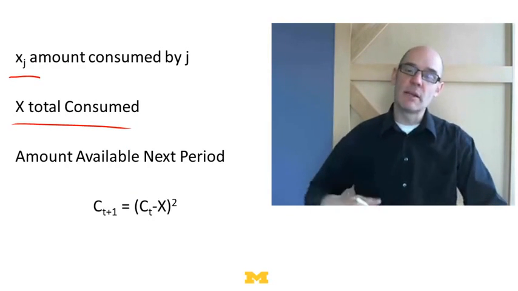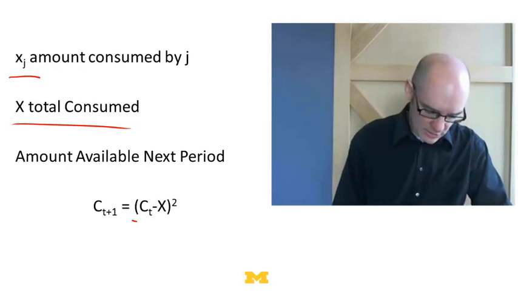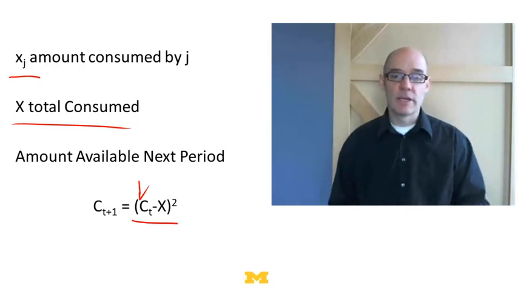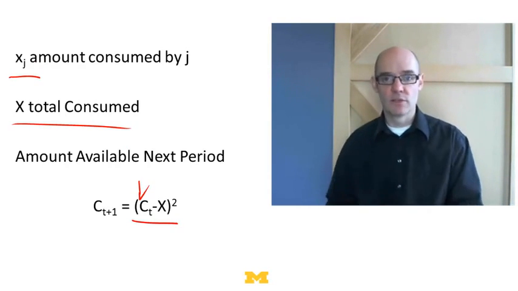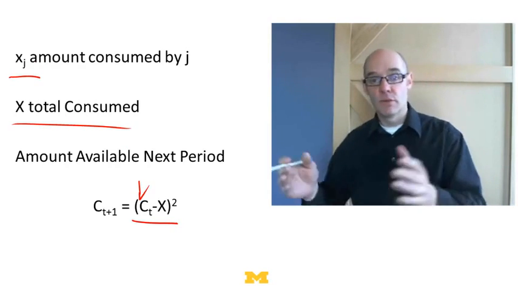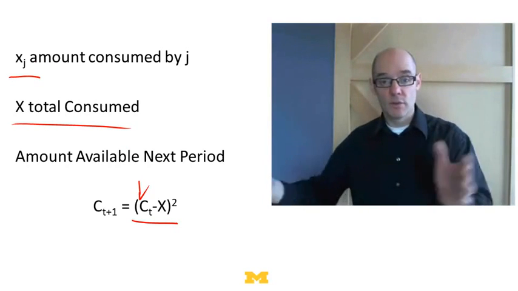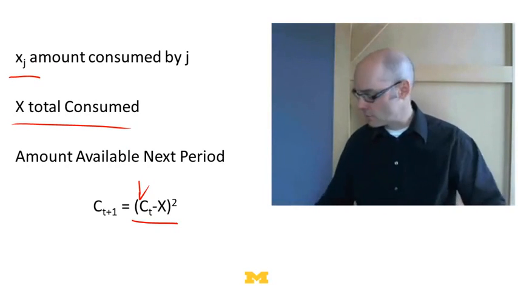And what we'll assume is that the amount of cod available next period is just the cod that was available this period minus what was eaten, squared. Because you're going to assume that cod can mate and reproduce and make more cod. And so the more we eat, the fewer there are to reproduce.